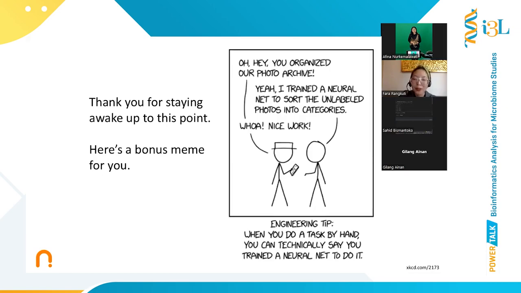This is a joke. When you do a task by hand, manually, you can technically say that you trained a neural network to do it, but not in the way that many people will think, right? Why? Because your brain is actually a neural network. I mean, the neural network algorithm was inspired by your brain. So if you do something manually, even if you didn't train a computational neural network, you can still technically say you trained a neural network to do it.